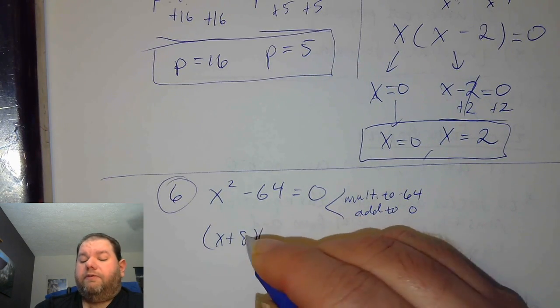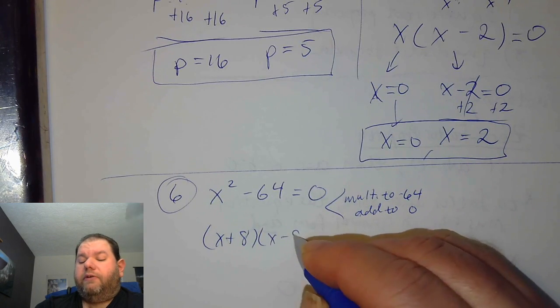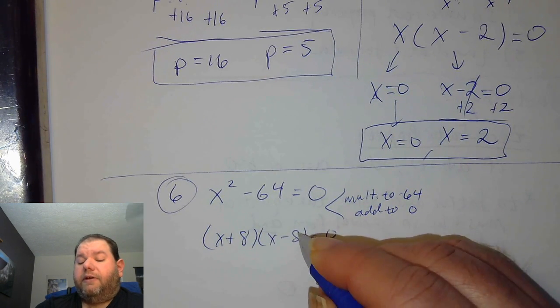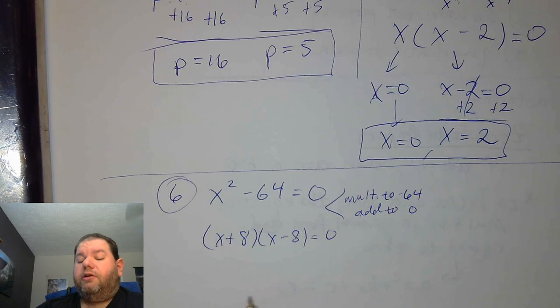And again, this is our difference of squares, so we can certainly use that as well, instead of this approach. Because we know x squared is x times x, 64 is 8 times 8, and in order to get a negative, we have to have one plus and one minus.